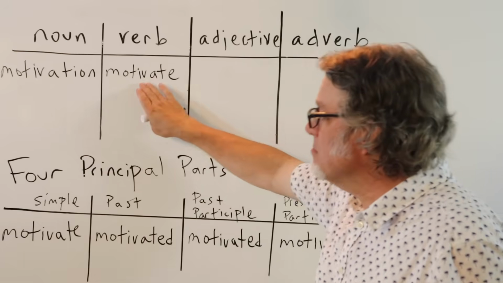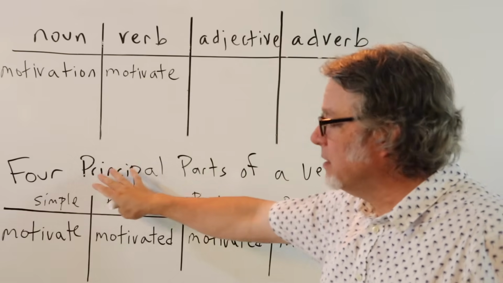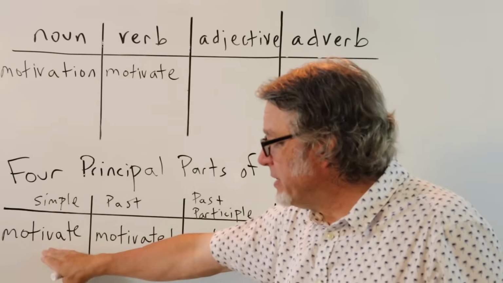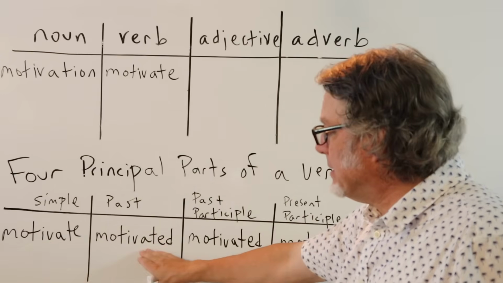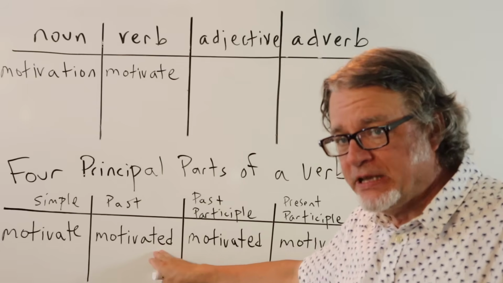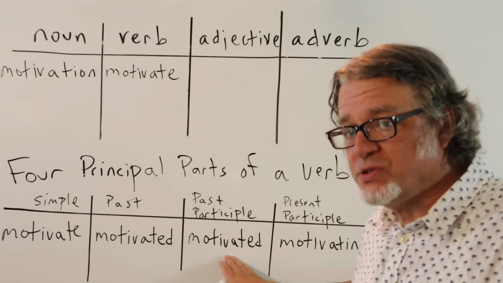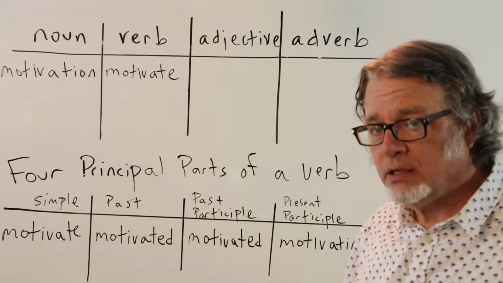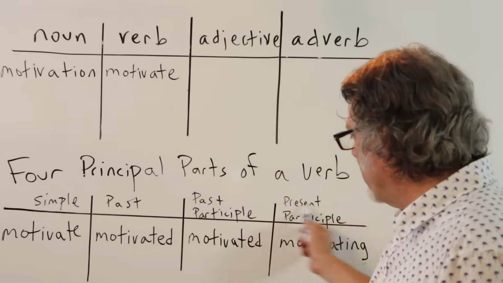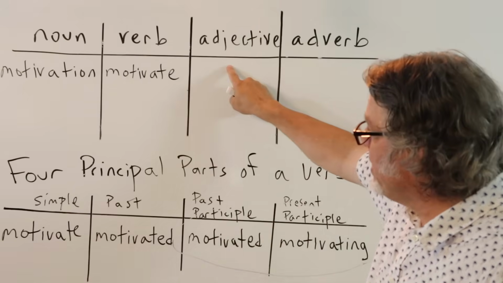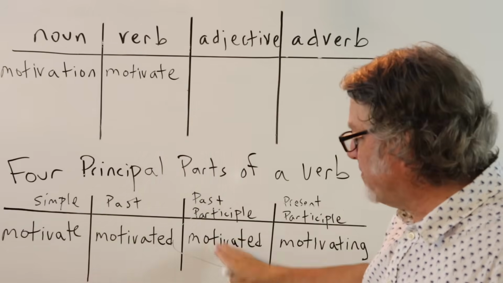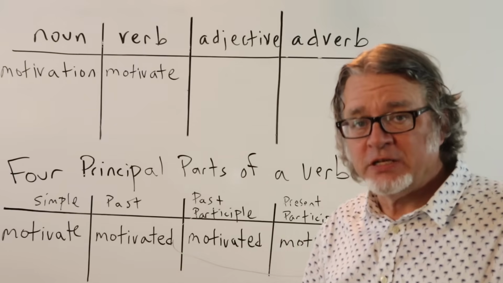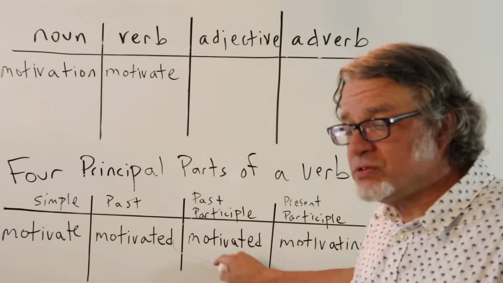Here's the verb motivate. Down here are the four principal parts of the verb motivate. So here it is in the simple form. This is the past tense, motivated, and the past participle is also motivated. The present participle is motivating. These two categories can be used here as an adjective in the form of a past participle, or as a present participle can often function as adjectives.